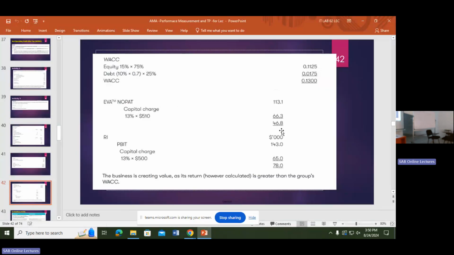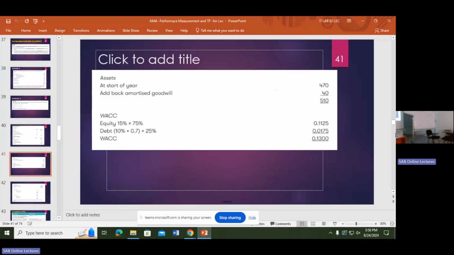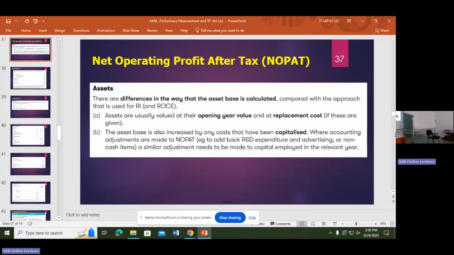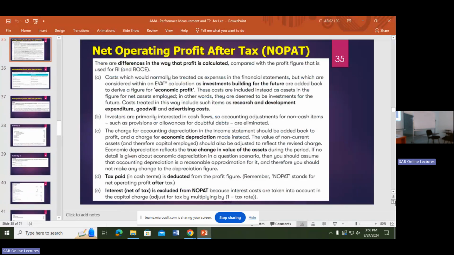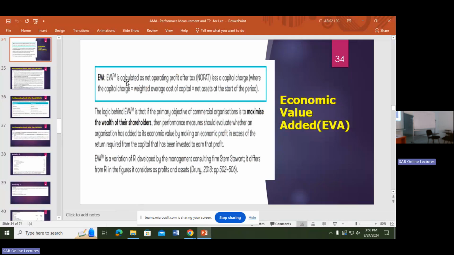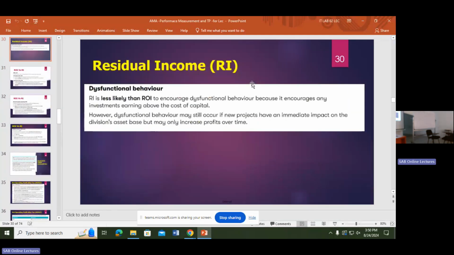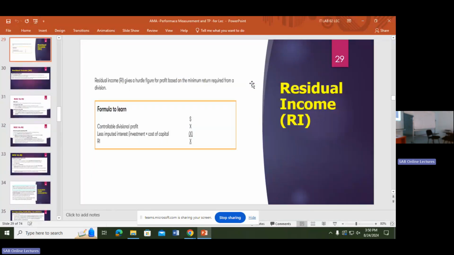Right. Then the economic value added, the next calculation. Economic value added, the formula is net operating profit after tax less capital charges. In residual income it was called imputed interest. Just a different word, but it's the same thing. I took capital charges as imputed interest, investment into cost of capital. You can use them interchangeably.